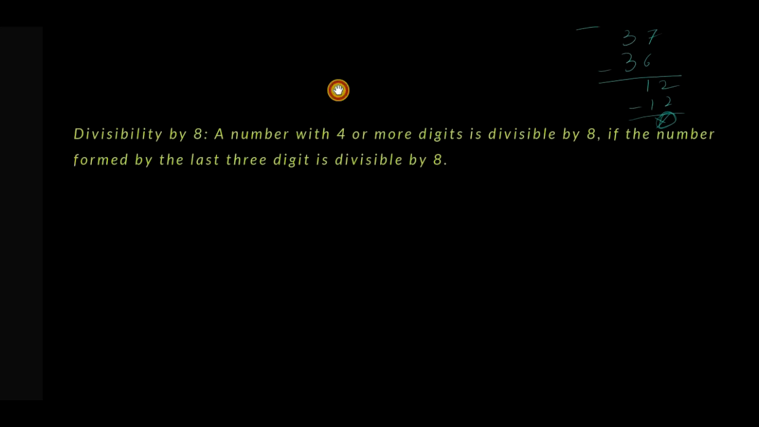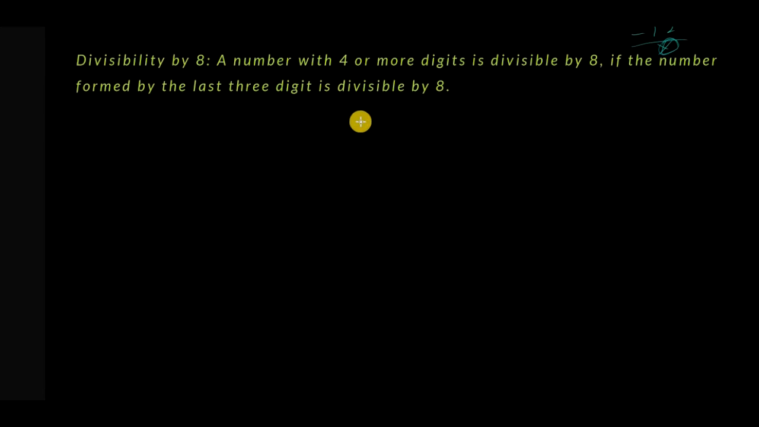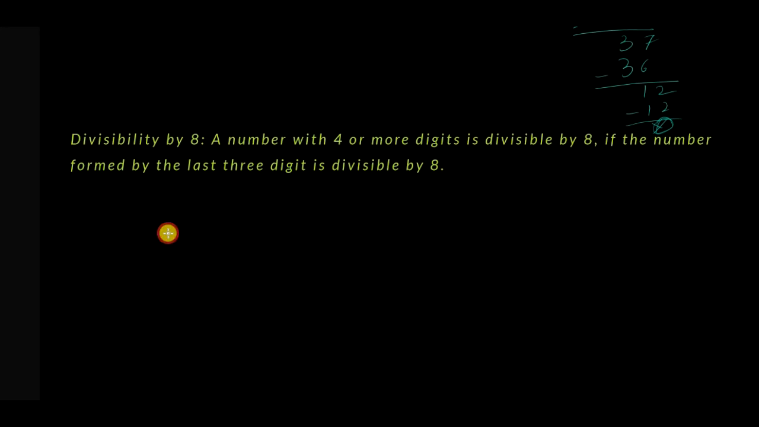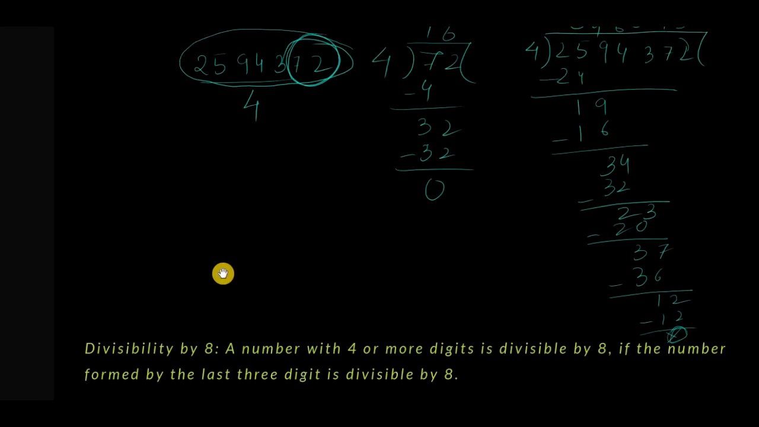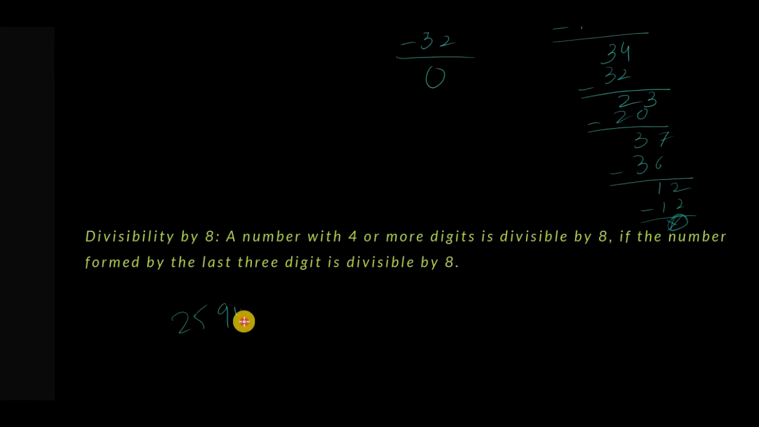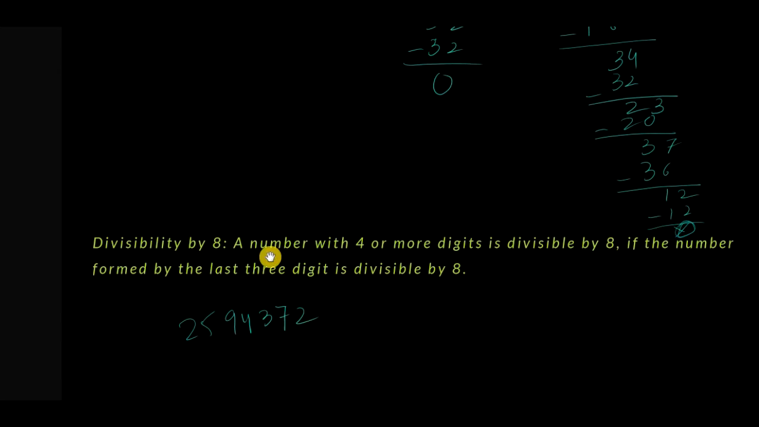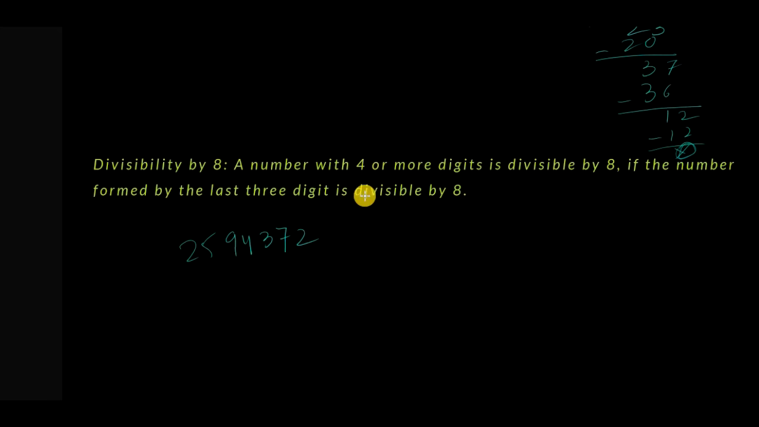What about divisibility by 8? It's similar to 4. Let's take this example again, 2 5 whatever it was, 9 4 3 7 2. It's quite similar to this one. In this, what we have to do is we need to check the last 3 digits. Instead of the last 2 digits, we need to check the last 3 digits.